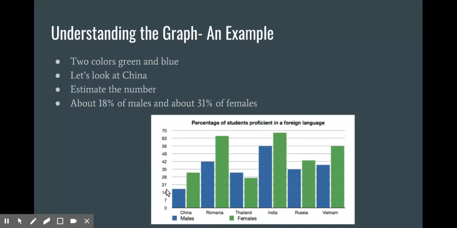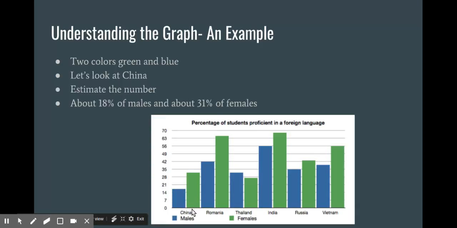We talked about in the last lesson that when you don't have an exact number, you want to make sure you give clues that the number is not exact. So about, an estimated, approximately, just over, just under, those words. So we're going to say it's about 18% of males in China are proficient in a foreign language. So now let's do females.